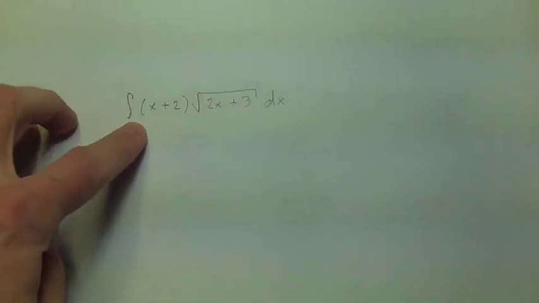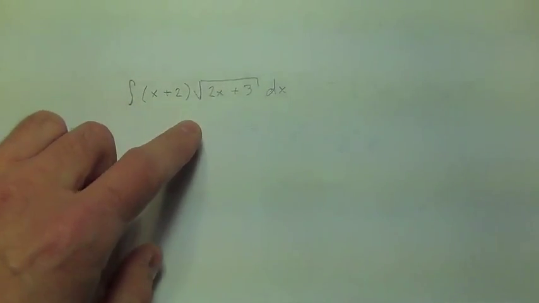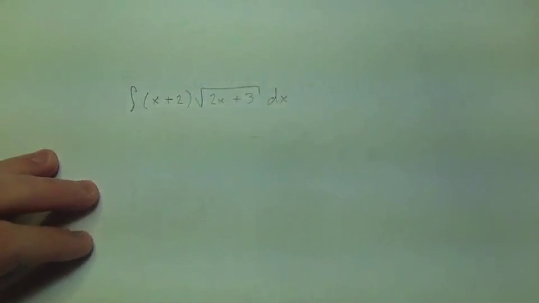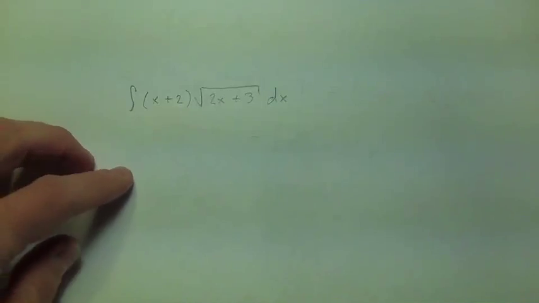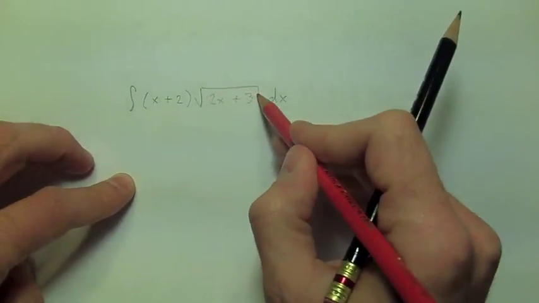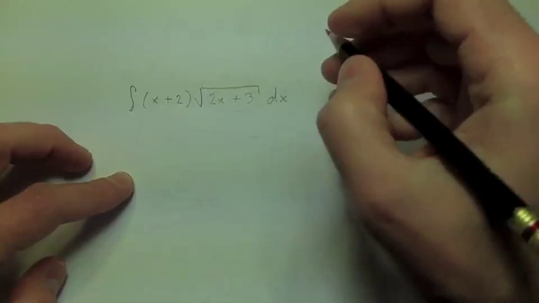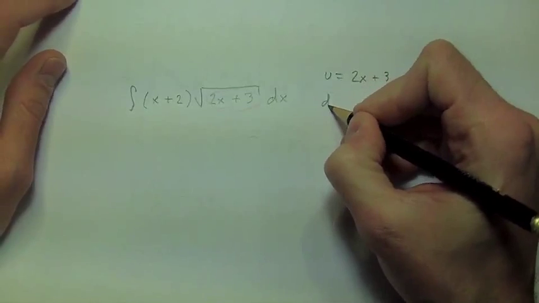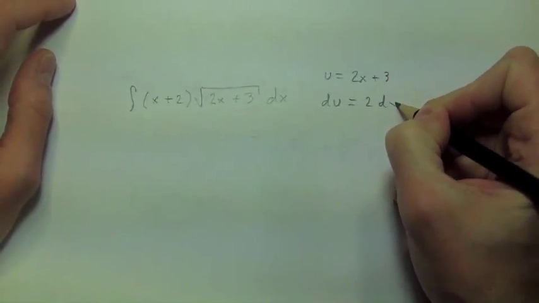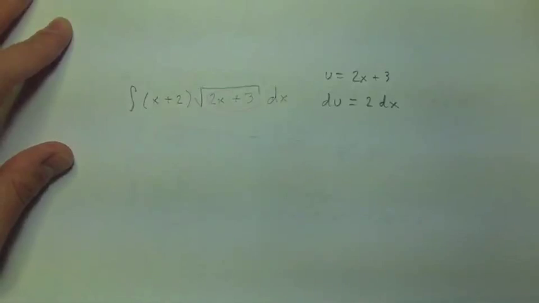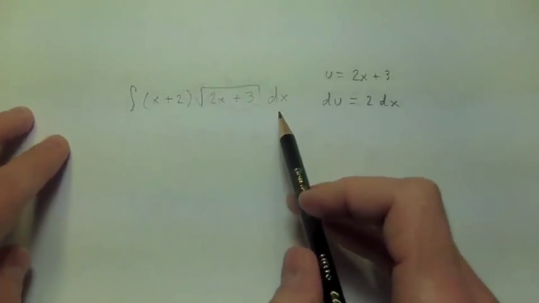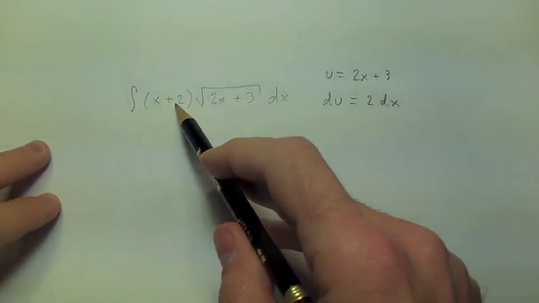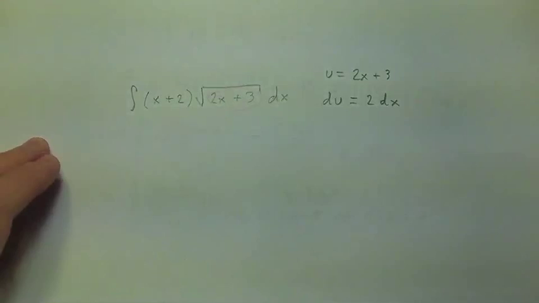All right, so here's our next example. Let's say I have the integral of x plus 2 times the square root of 2x plus 3. So that inner function is still 2x plus 3. Okay, so I'm going to let u be 2x plus 3. And so du is going to be 2 dx. So the first thing is I don't have a 2 dx. Well, you might think I do, kind of here, but I don't really.